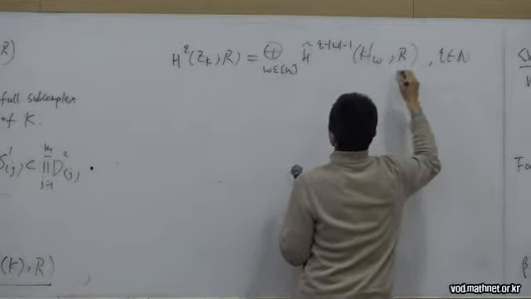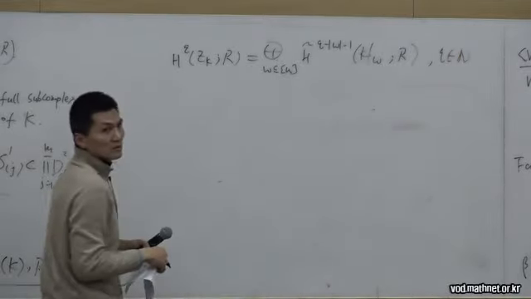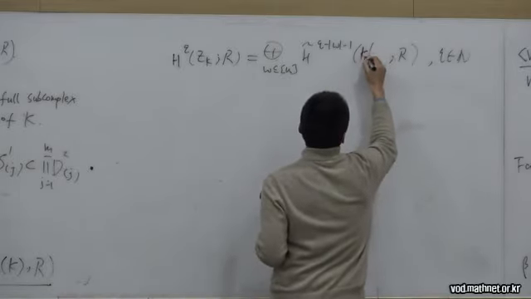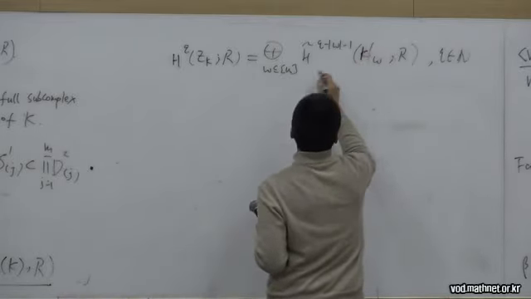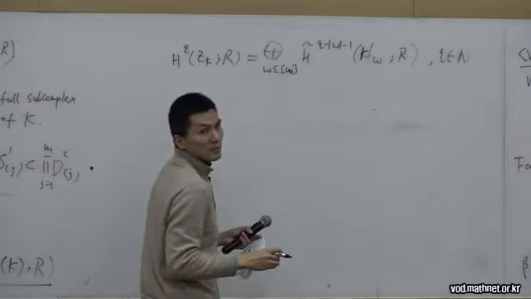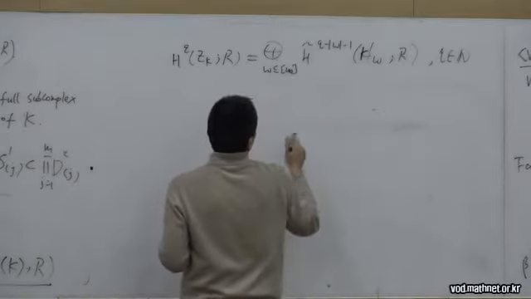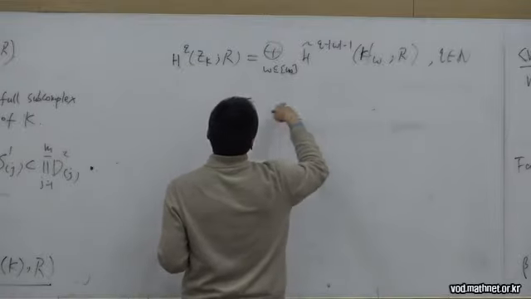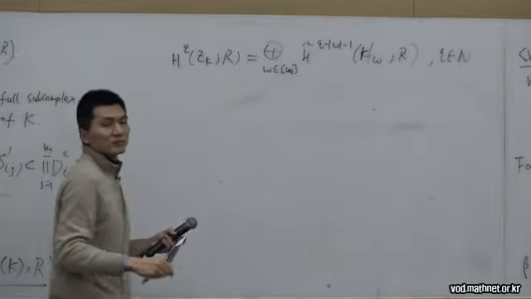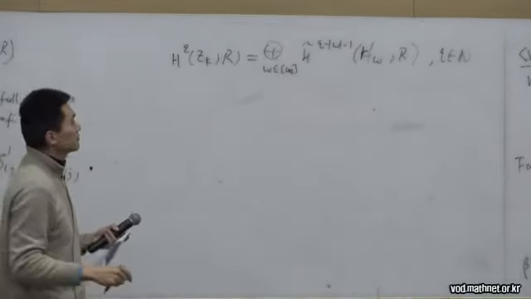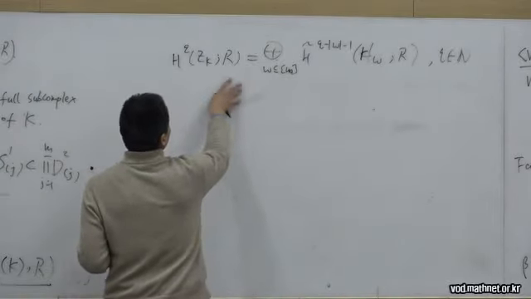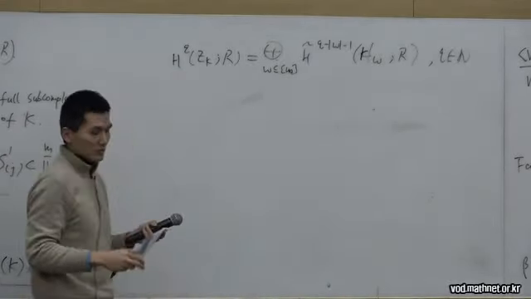So for any q, the q-dimensional cohomology of ZK can be computed by the sum of some bigraded Betti numbers. Or you can say it can be computed by the cohomology of some full subcomplex of K. Okay, so this is one way to explicitly compute the cohomology of ZK.